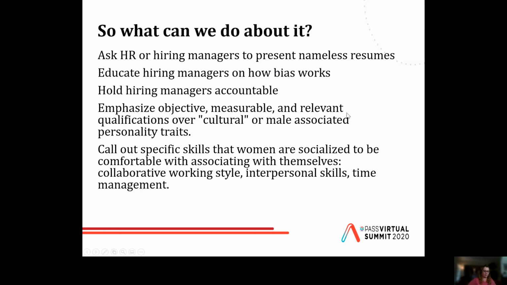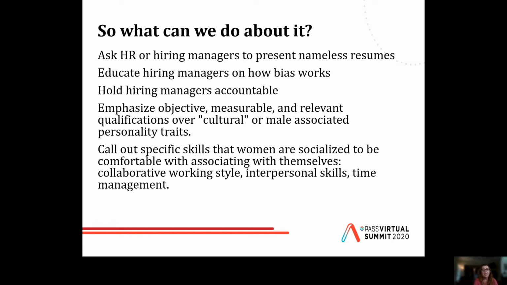So what can we do about it? How do we fix the bias issue in hiring? Well, first of all, ask your HR or hiring manager to present nameless resumes to that hiring manager. This will eliminate the Karen versus Brian scenario. And so this is a gender bias talk, but I will say there is racial bias as well. Studies indicate about the same percentage, maybe worse, if the name on the resume is Jamal Washington versus Jamie Washington. So nameless resumes would actually help solve a few problems at the same time.